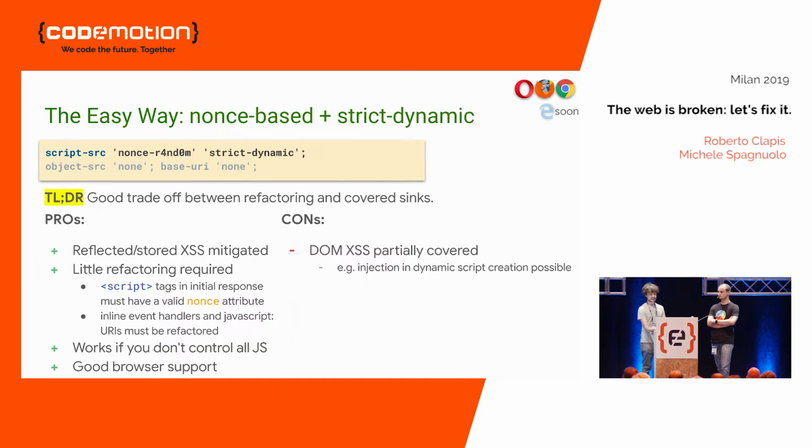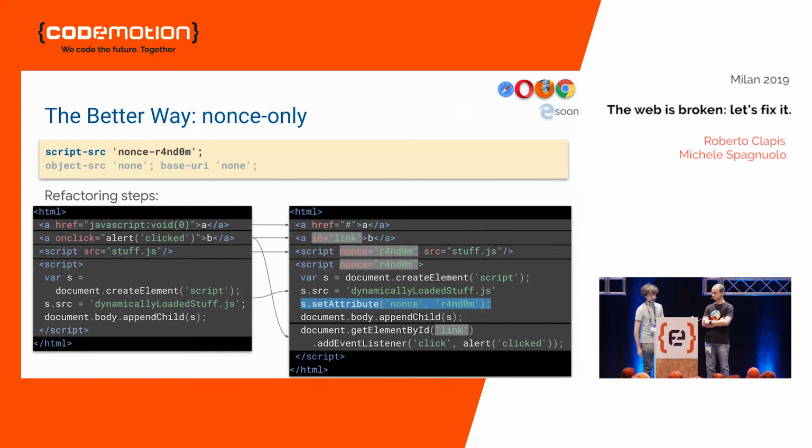Right, so I forgot about browser support. Strict Dynamic is supported by all good browsers. A better way is using nonce only, so just like before, but without strict dynamic. So you don't have trust propagation. This is supported by even more browsers. Even the other browsers. Let's not get there. We don't want to restart the browser war.